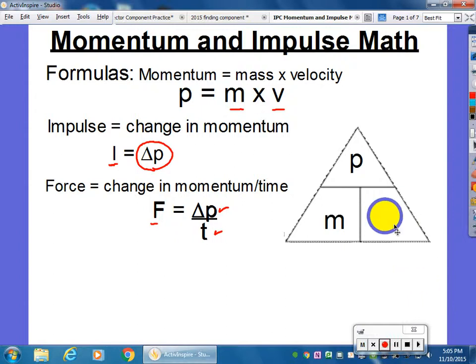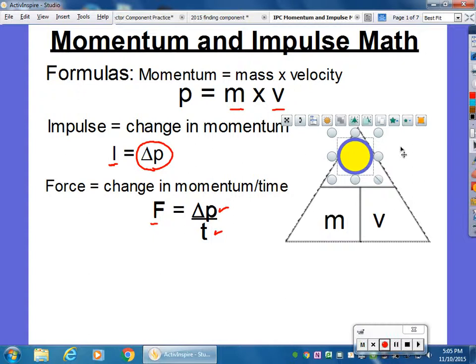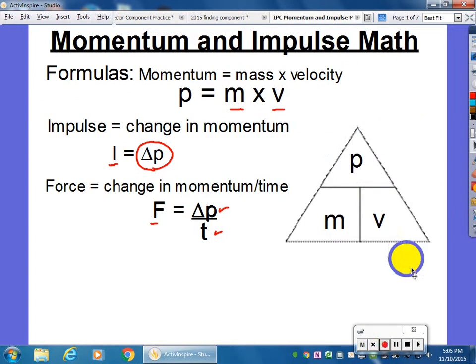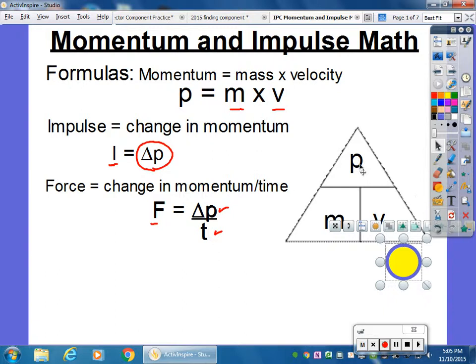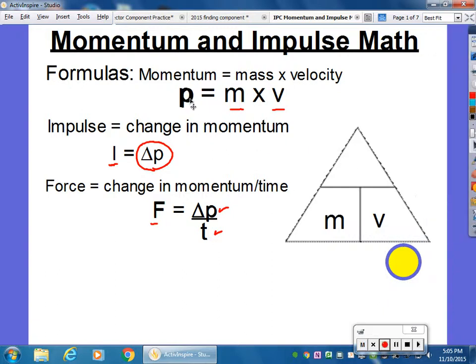So if we want to solve for the velocity, we cover up the velocity. That gives us momentum divided by mass. If we want to solve for the mass, that gives momentum divided by velocity, and of course we already know that mass times velocity is going to give us our momentum. And so likewise, we can plug in these other variables for this other formula.